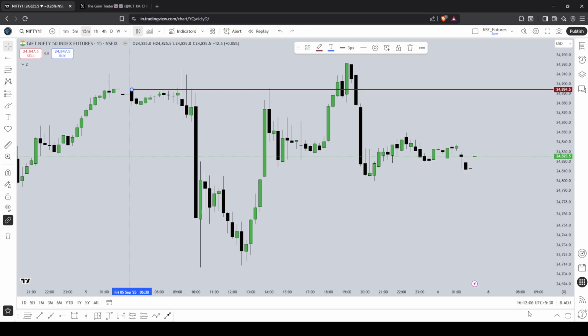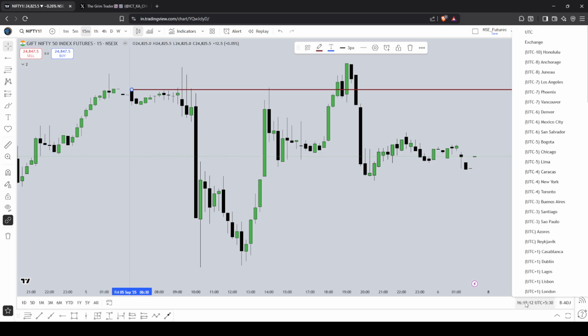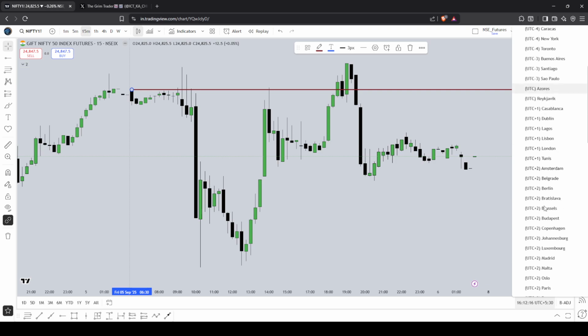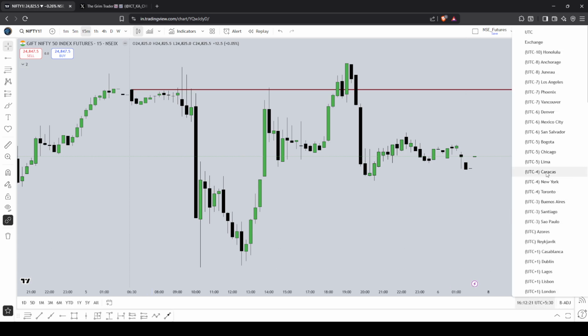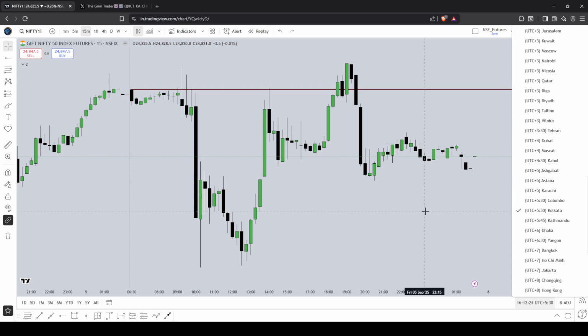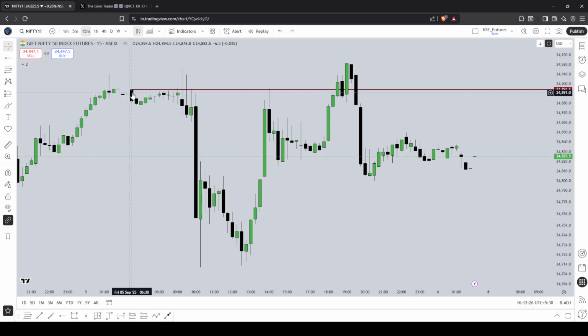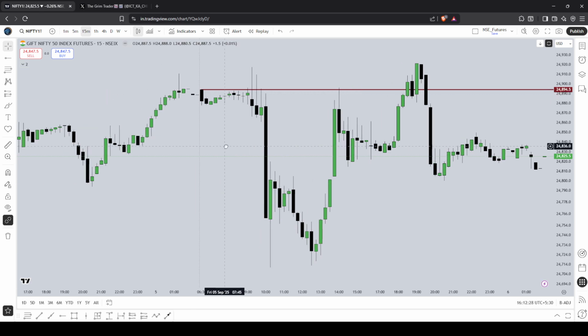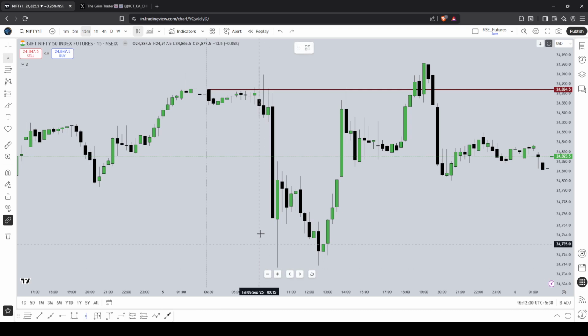Currently, we have daylight savings. If you want to see what daylight savings or whatever is going on, you check New York time over here. UTC -4 is New York time. UTC plus 5:30 is India time, which we are operating at. So this is the opening price for the day at 6:30 a.m. I'm going to be placing vertical lines wherever the session starts. This is 9:15, where the NSE opens.